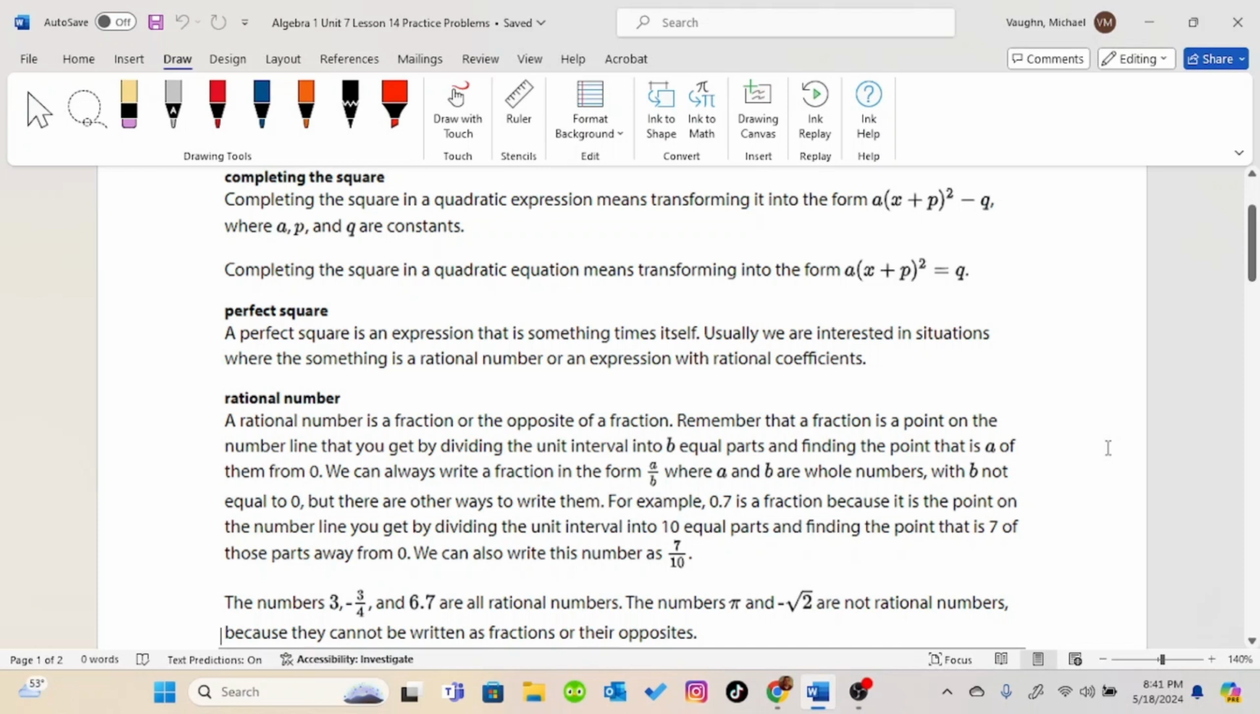Welcome to Algebra 1, Unit 7, Lesson 14, Practice Problems. We have three vocabulary terms. The first is completing the square.